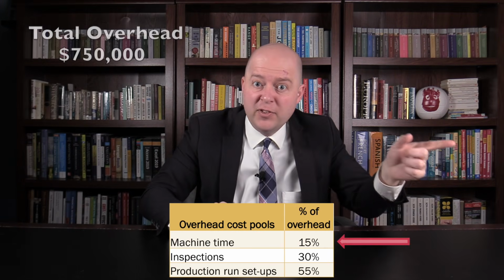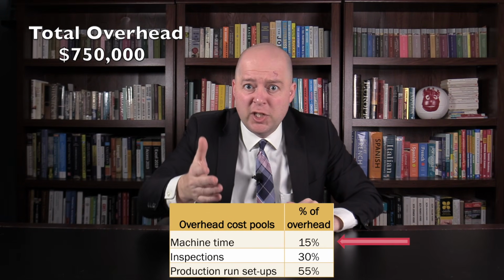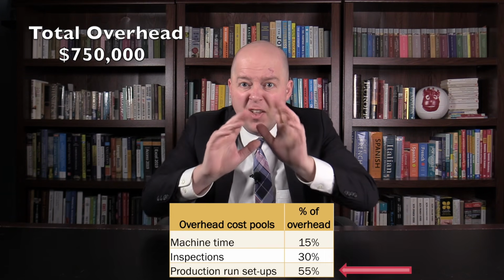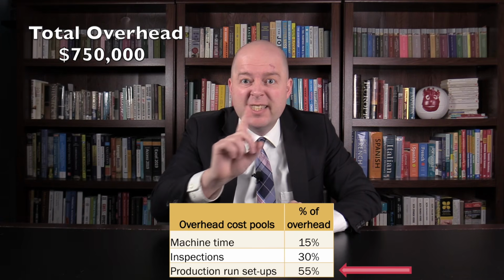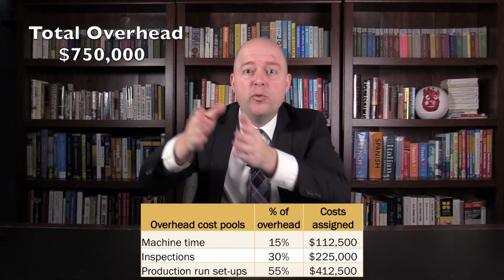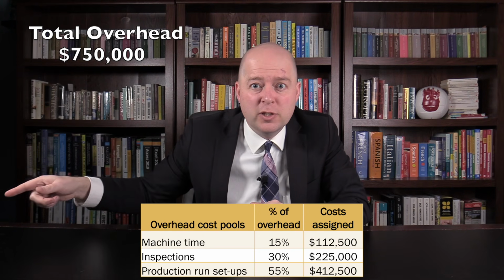Fortunately, Santa's helper did pay attention in accounting class, and she shows Santa how to use ABC. With ABC, we first identify the various activities that cause overhead to be incurred. We do this by interviewing Santa's workers, and we learn that 15% of the overhead is caused by machine time, 30% of the overhead is caused by inspections, and 55% of the overhead is caused by setups for production runs. We then assign overhead to each of these 3 cost pools based on these percentages.